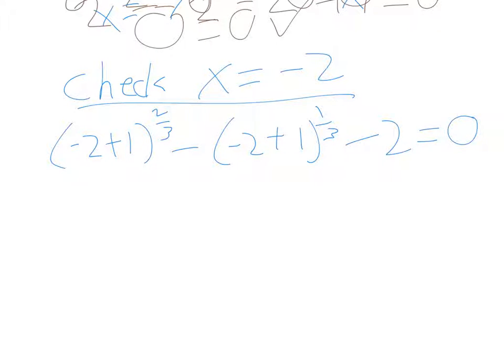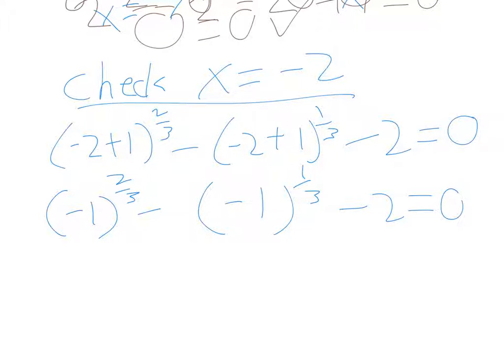So, negative 2 plus 1 would be negative 1, minus negative 2 plus 1, which we said would be minus 1. That'd be to the 2/3, and that would be to the 1/3, and then minus 2 is equal to 0. Now negative 1 raised to the 2/3, again, if you don't have your calculator and you want to do it by hand, that'd be the cubed root of negative 1. And since we have a 2 on top, we'd square it.